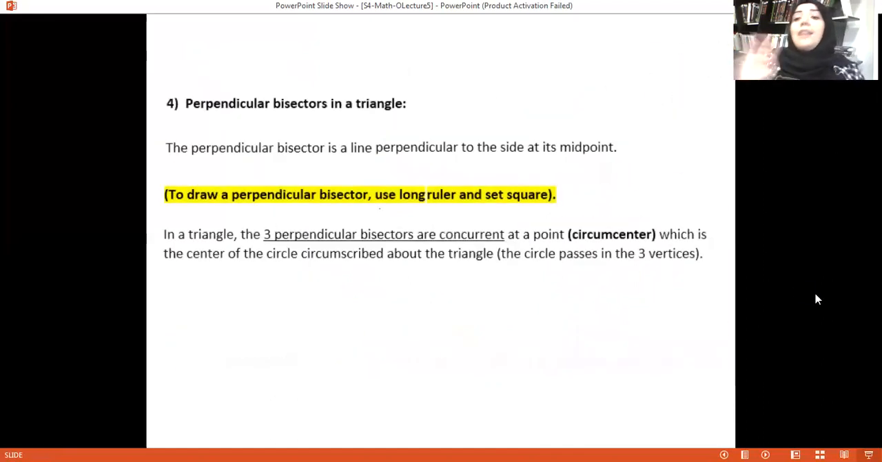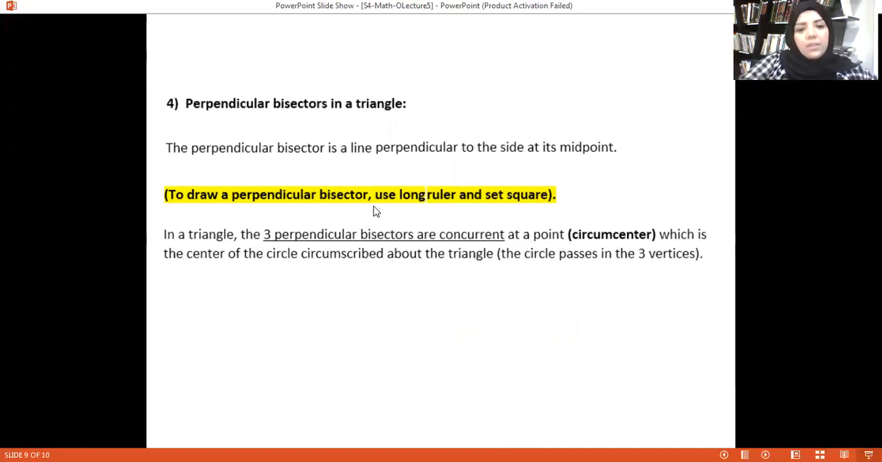Now the last special line. Till now we learned the median, the height, the bisector, and now the perpendicular bisector. The perpendicular bisector is a line which is perpendicular to a side, not any side at any point, but specifically at its midpoint. In order to draw the perpendicular bisector, I need a long ruler and a set square.